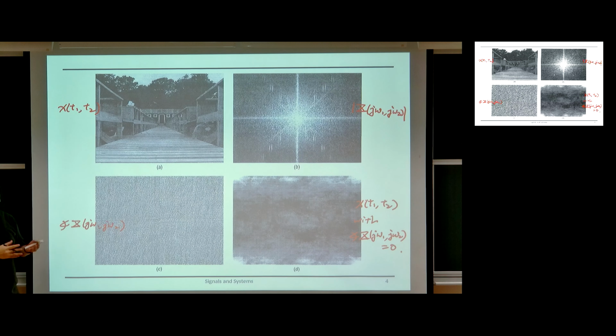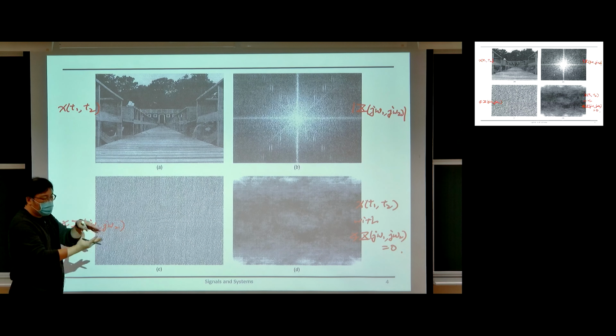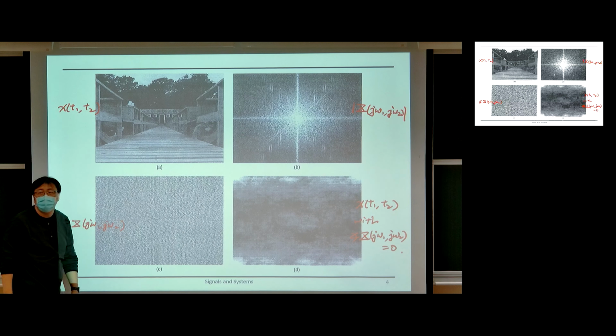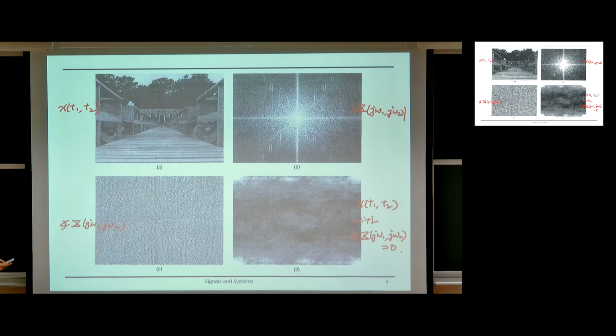So if you get rid of the phase information, then all of this goes away. Your frequencies are no longer aligned in the way corresponding to the information of the image, and therefore what you see is something really just blurred.